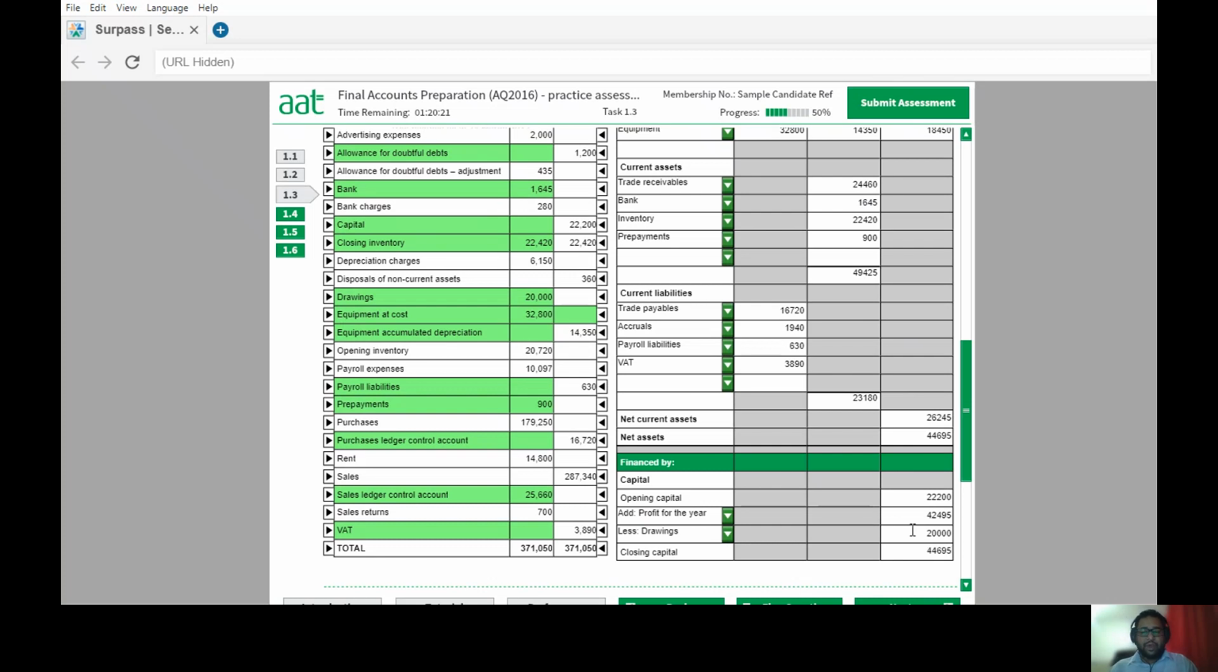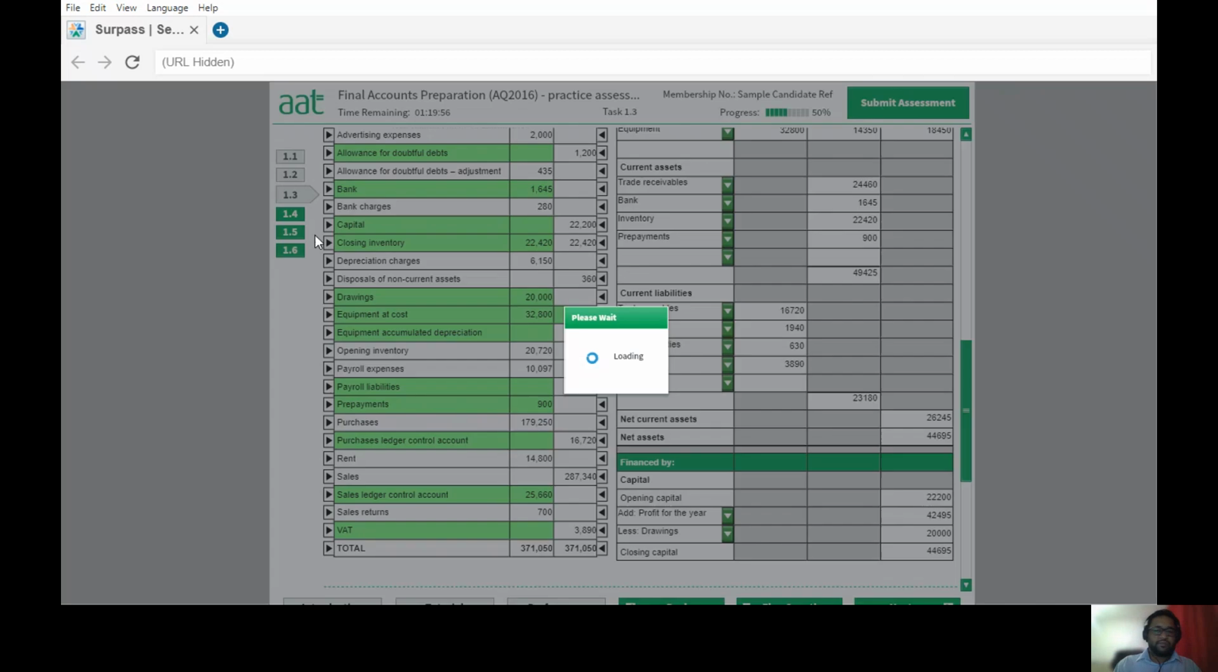44,695. How I got that quickly? All I need to do is find the net of these two amounts, 2,200, add it together with this 22 added, so 44,695. I've got that figure, and that matches my financed by section to your net assets. So therefore, our calculations are done impeccably. It is perfectly sorted. Now let's move on to the next question.